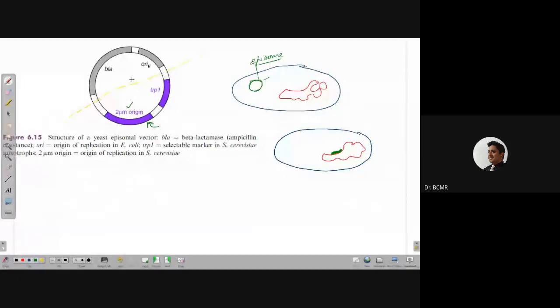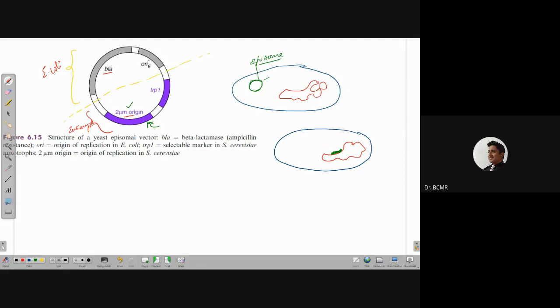And as I discussed before, the vectors of eukaryotes usually have two sets. All of the manipulation is done in E. coli, a majority of them are done in E. coli, and our application is in other cells. Say I'll write it as eukaryotes. So we should be able to propagate within the bacterium as well as within the eukaryotes, and it should be a separate entity.